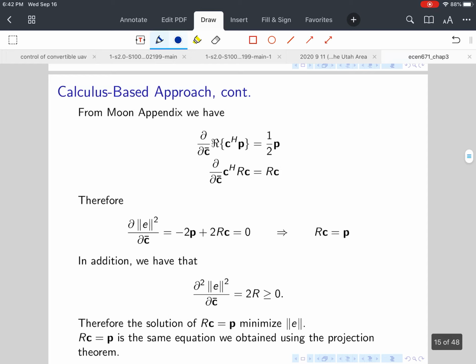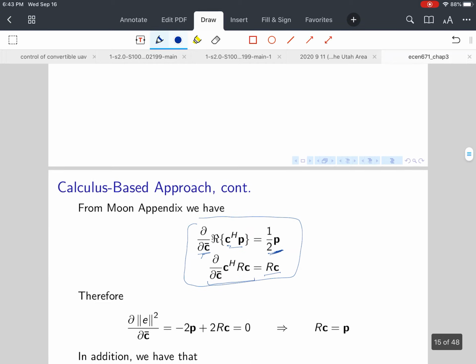I could go through this, but it's in the Moon appendix, and maybe I could answer questions tomorrow. We could derive this expression if we wanted to. But Moon has these two expressions. If you have the real part of c^H p and you take the partial with respect to c complex conjugate, you're going to get 1/2 p. You have to take it with respect to the complex conjugate, or you get a complex value here. And then if we take the partial of c^H R c with respect to c complex conjugate, we're going to get R c.